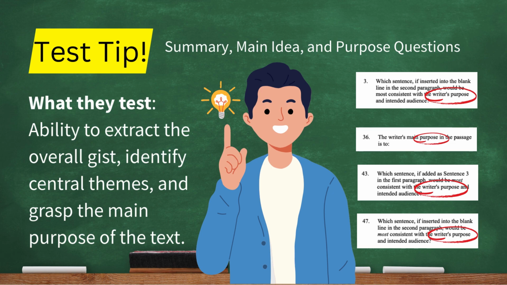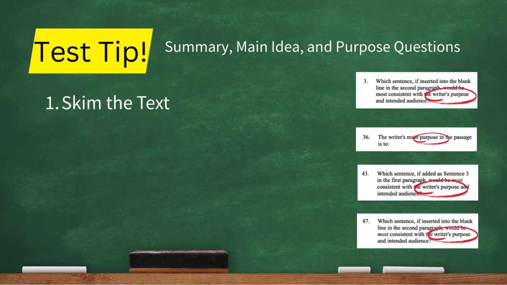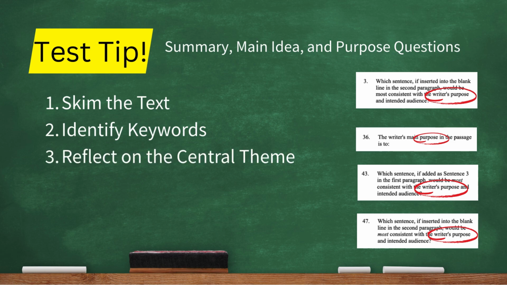Now, in order to do that, what you'll want to do is start by skimming the text by reading the title, the subtitles, and the first and last sentence of the paragraphs. Then identify the keywords by looking for repeated words, emphasized terms, or notable phrases to understand key themes, main ideas, or the main purpose. And finally, once you've done steps 1 and 2, go on to step 3 in order to reflect on the central theme by thinking about what the text is actually communicating.